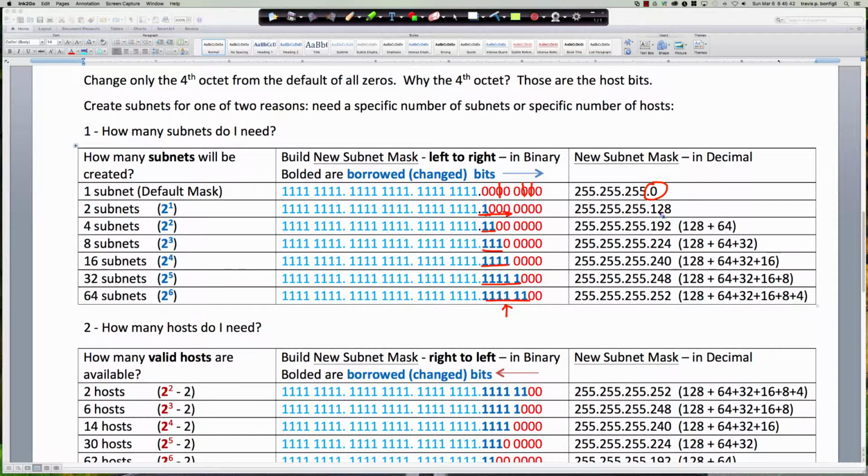The values that you will see, if we're talking about this Class C setup here, would be 0, and then 128, and then 192, 224, 240, 248, and 252. And in this scenario that we're looking at right here, it's going to have to be one of these 7 values. 1, 2, 3, 4, 5, 6, 7. Yeah, one of these 7 values here.